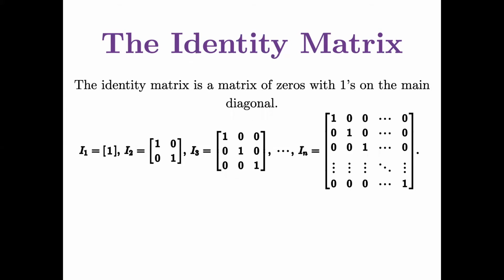What does it look like? Well, it's a matrix of all zeros with ones on the main diagonal. The main diagonal is what we call the longest diagonal of the matrix. We commonly specify the size of that identity matrix with a subscript. So I3 would be the 3 by 3 identity, and In would be the n by n identity, although most often the size of the matrix is just assumed based on the context of the problem.